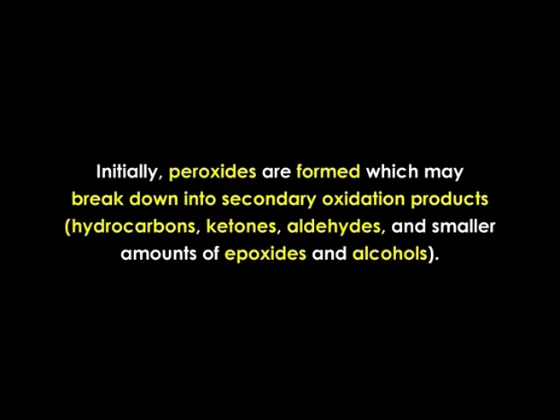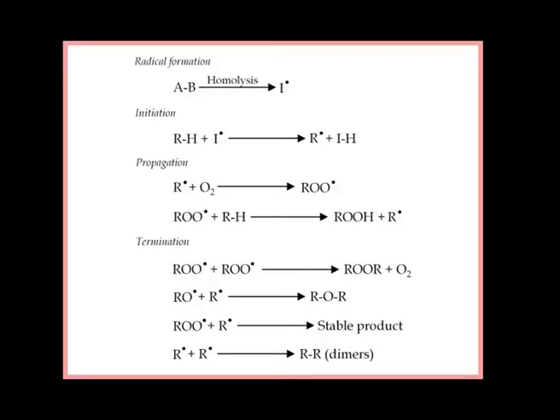Initially, peroxides are formed which may break down into secondary oxidation products, for example, hydrocarbons, ketones, aldehydes, and smaller amounts of epoxides and alcohols. The result of the autooxidation of fats and oils is the development of objectionable flavors and odor characteristics of the condition known as oxidative rancidity. When rancidity has progressed significantly, it becomes readily apparent from the flavor and odor of the oil.